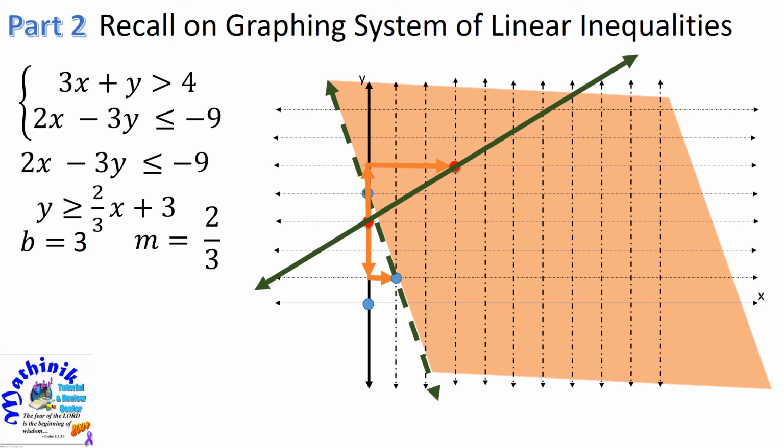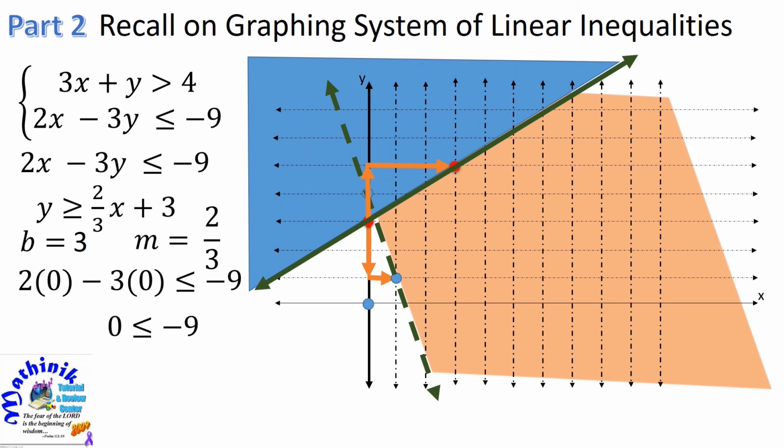Again, to identify the solution to this inequality, we shade from our true statement by using a test point. So at test point 0, 0, we have from the original inequality, 2 times 0 minus 3 times 0 is less than or equal to negative 9. Then simplifying, we have 0 is less than or equal to negative 9, which is a false statement again. So we shade that portion on the rectangular coordinate system, which does not include the test point used, 0, 0.